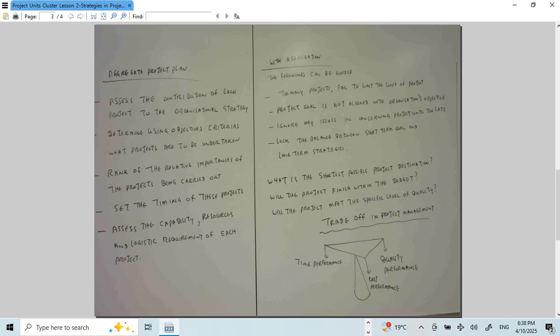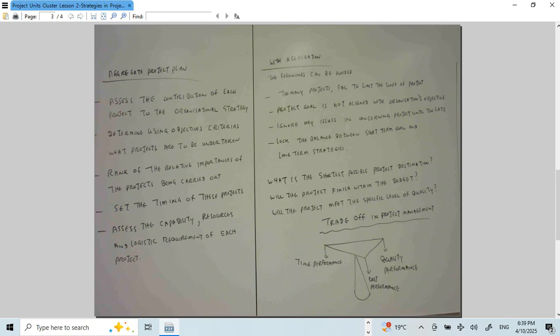Set the timing of these projects. And then after that timing, you also assess the capability, resources, and logistic requirements of each project. This means the technical capability, performance, whether you have the available resources or not, and logistics, how to transport the tools and materials. Those are also assessed. It's why we make the project plan.